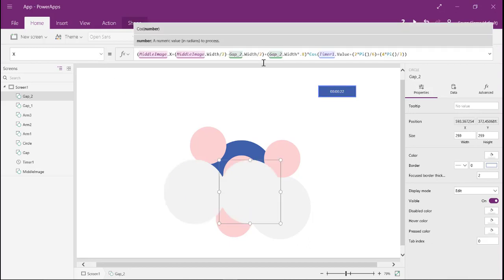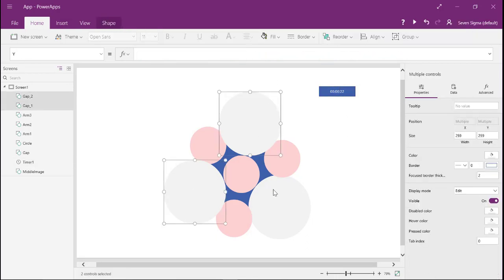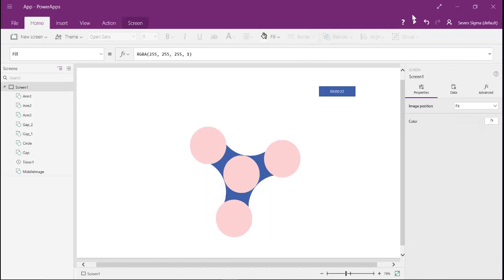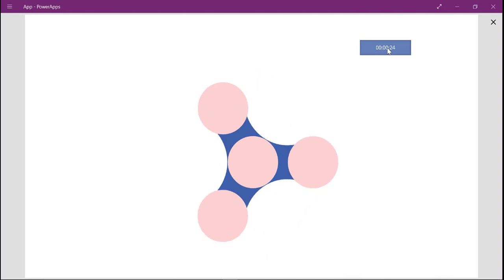Yeah. I'll go 4 pi over 3. And look at that, beautiful. So now if you just change all those to white. Yep, so that we get the proper effect. Look, we can do multi-control. Let's go into proper play mode and click, and oh yes, look at that.